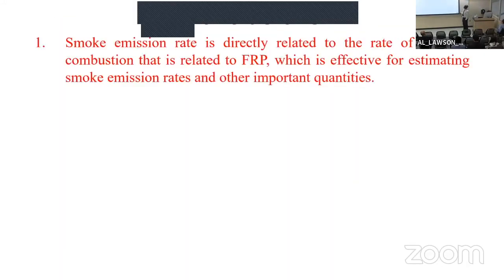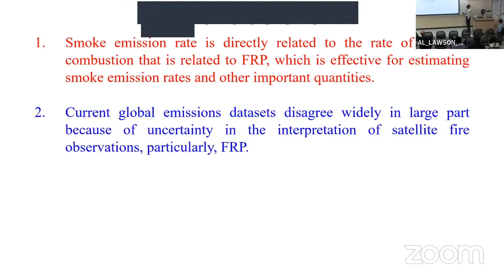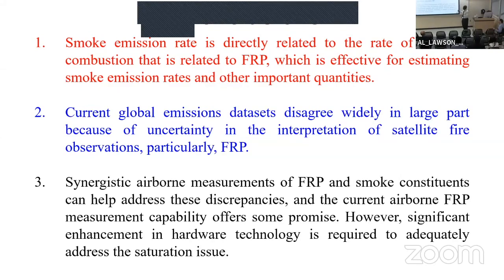In conclusion, in summary, smoke emission rate is directly related to the rate of biomass combustion, which is related to fire radiative power. That is effective in estimating smoke emission rates and other important quantities. We also say that current global emissions still have a lot of uncertainty, but the agencies are coming together to try to organize campaigns to address this uncertainty.